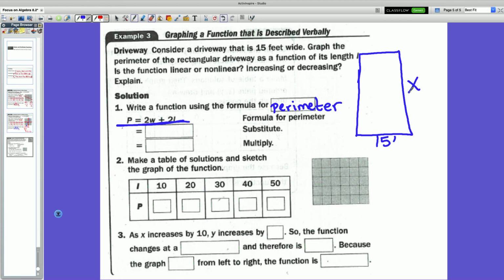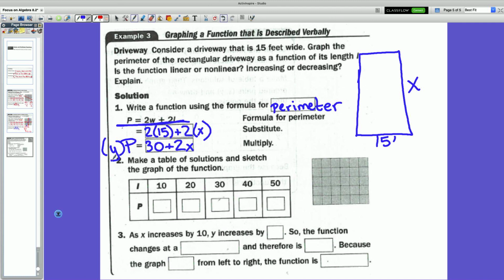So plugging in here then, 2w, well w is 15, plus 2l is x. Okay, do a little math. What's 2 times 15? 30. 2 times x is just 2x, so I have 30 plus 2x. So there's my formula, right? I'd have p, or really this is y, equals 30 plus 2x.